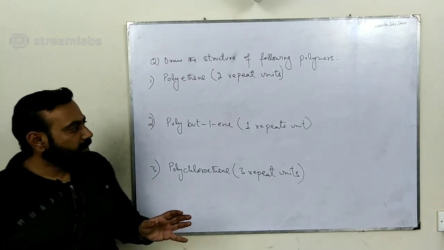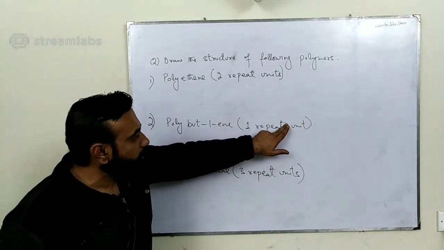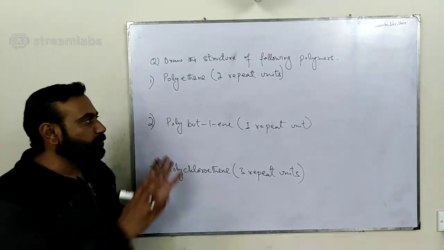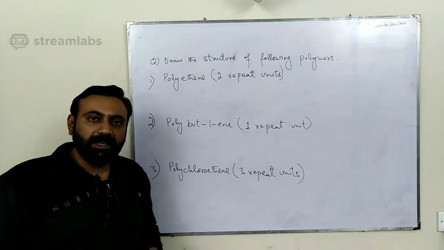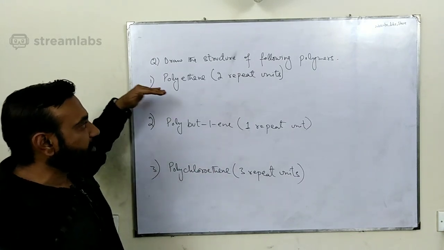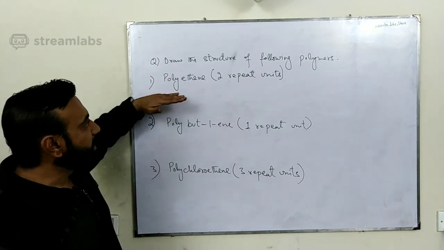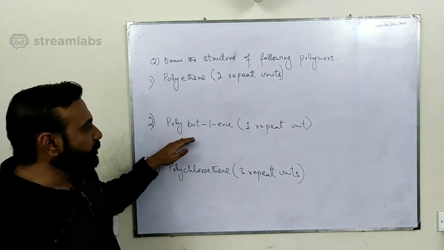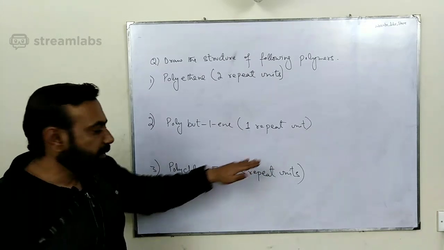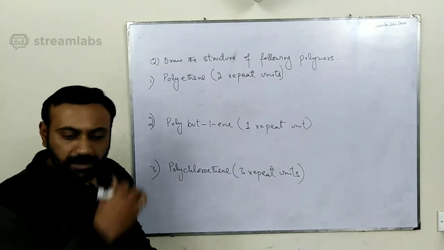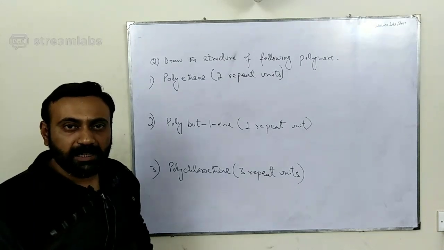Okay, guys and girls, I want you all to draw the following structures. You may use the structures of monomers and you may show them in a reaction form, but it is not compulsory. What I need to see is the structures of these polymers. Like polyethene, you have to show 2 repeat units. Polybut-1-ene, 1 repeat unit. Then polychloroethene, 3 repeat units. Try making this yourselves. I will give you a few minutes.